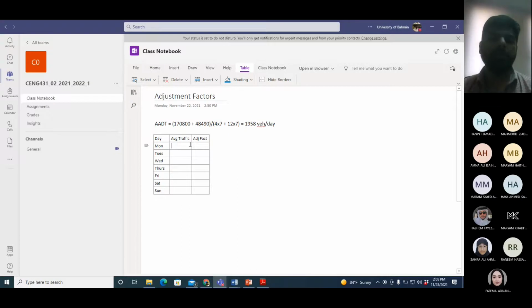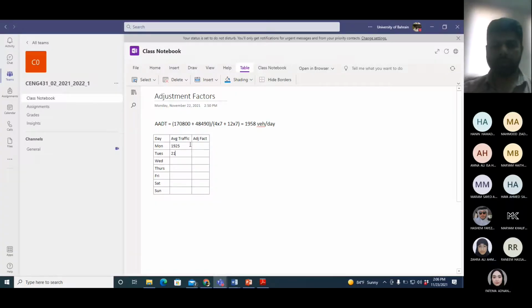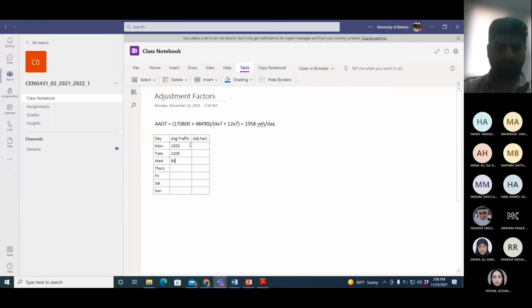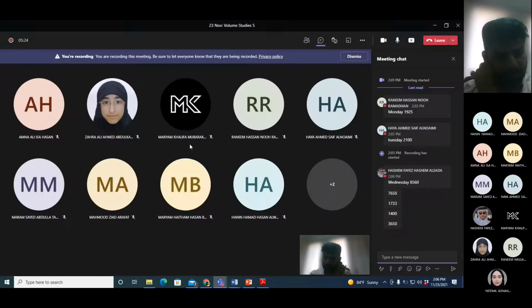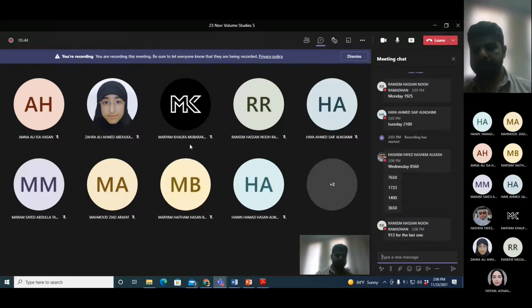Okay, now moving on, there are some values here, please. For Monday you are saying you got 1925, then 2100. Okay, 1925, 2100. Next, Wednesday. Okay, 8560, 7650, 1733, 1400. The last value seems to be a problem. 3650. I think you forgot to divide it by 4. I think this is the total. So you divide by 4, you get the right answer. How much is it? 913.